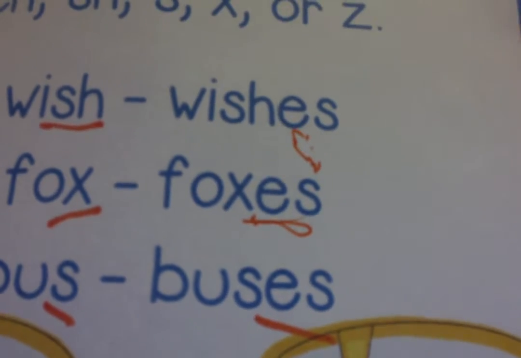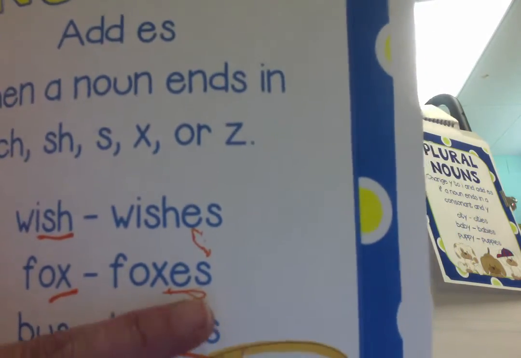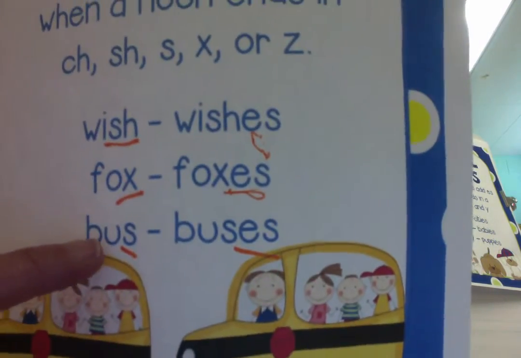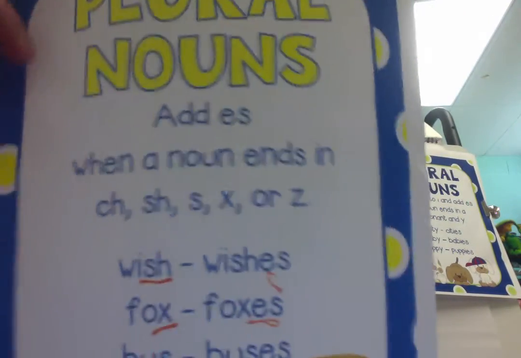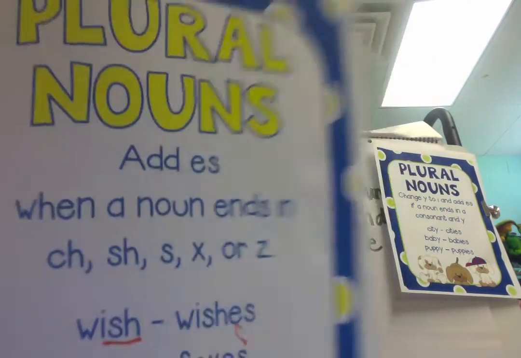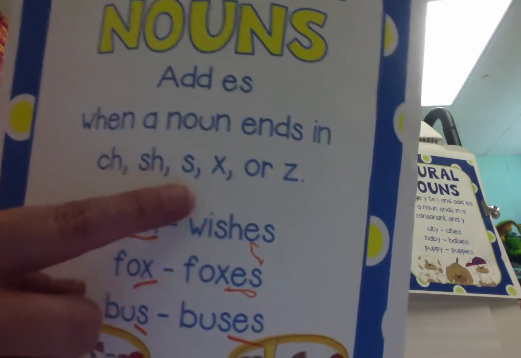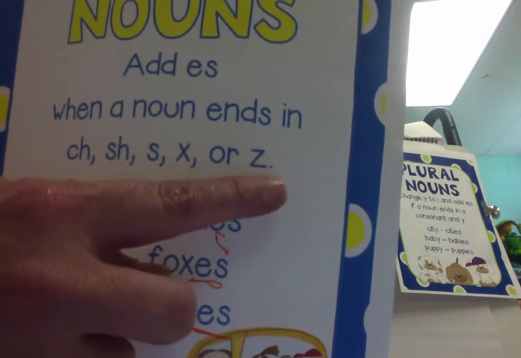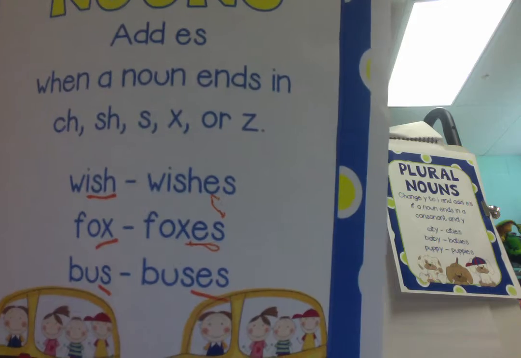Here I have the word fox. It ends in an x, so I'm going to add an es. Here I have bus. It ends in an s, so I'm going to put an es. So anytime, boys and girls, you see plural nouns that end in a ch, an sh, an s, an x, or a z, you are going to add an es to make them plural.